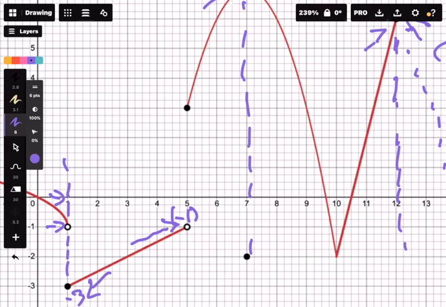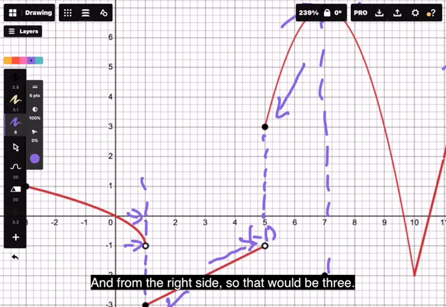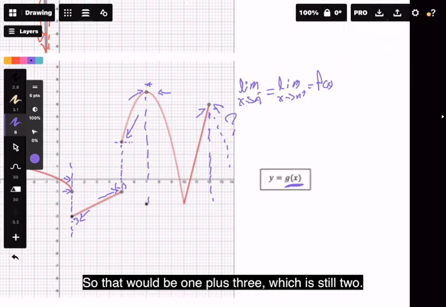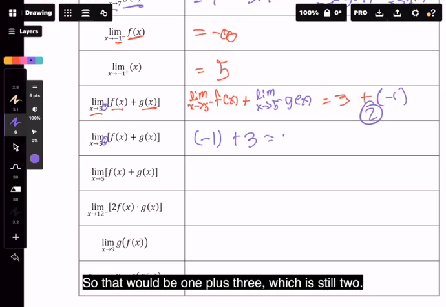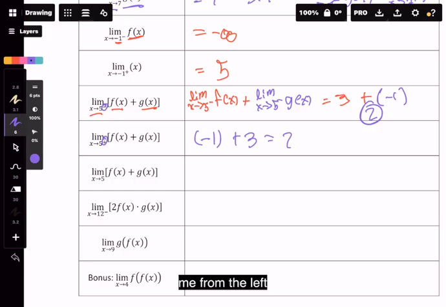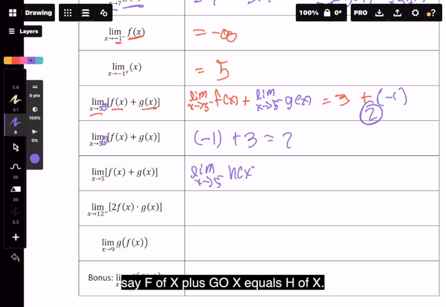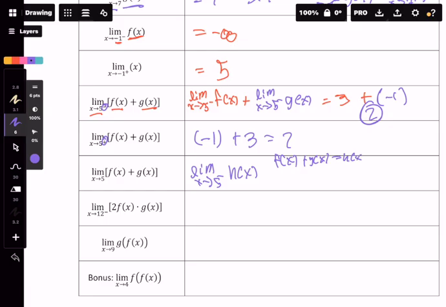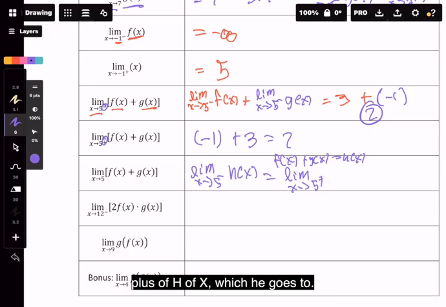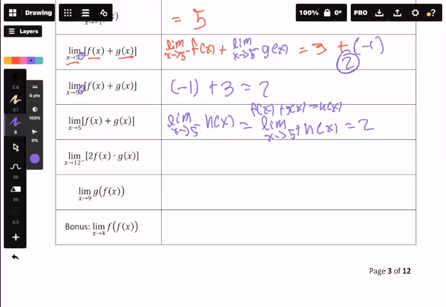If positive, it would be here. And from the right side, that would be 3. So that would be 1 plus 3, which is still 2. And from the left, I'm going to call this h of x. Let me say f of x plus g of x equals h of x, equals the limit of x approaching 5 from the right of h of x, which equals 2. Okay, we figured that out.